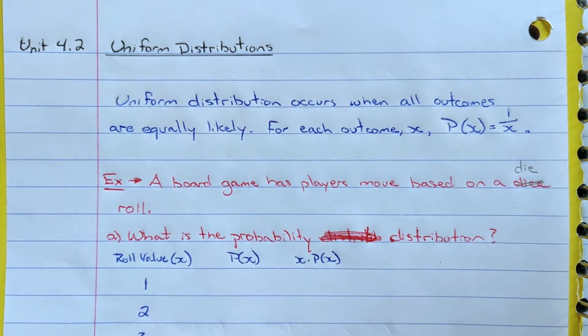Alrighty, in this video we're taking a look at uniform distributions. So this is continuing to look at probability distributions. In this case, we're going to have uniform distributions, meaning that all outcomes have an equal chance.